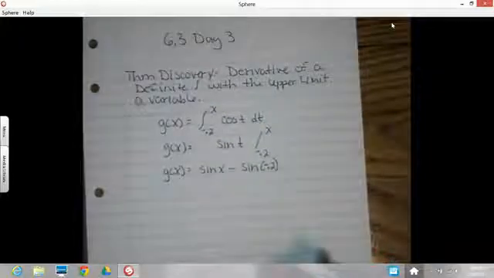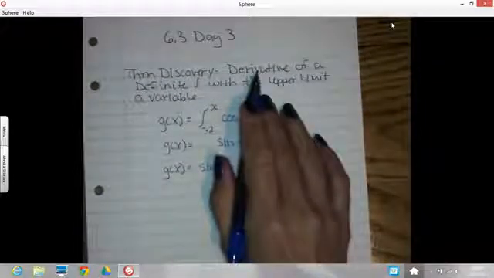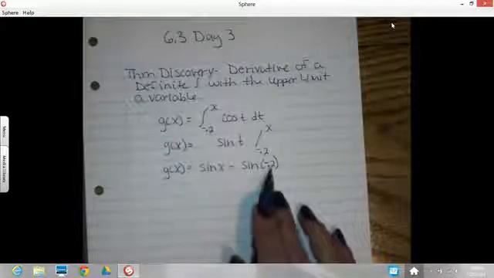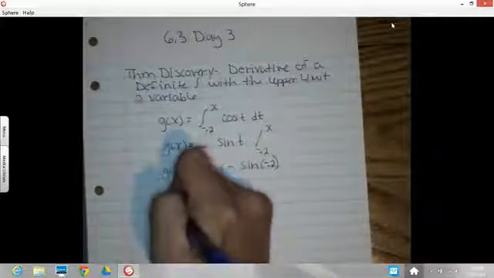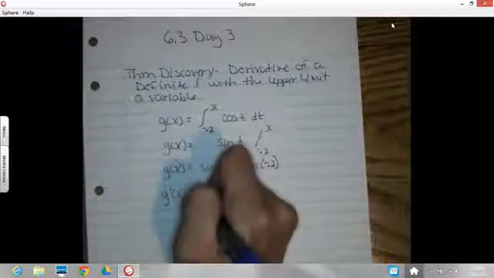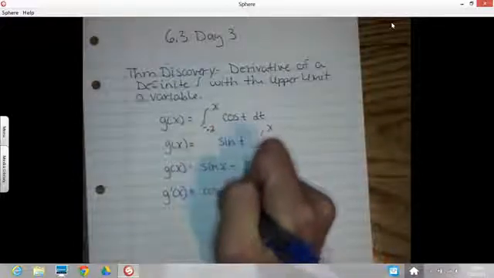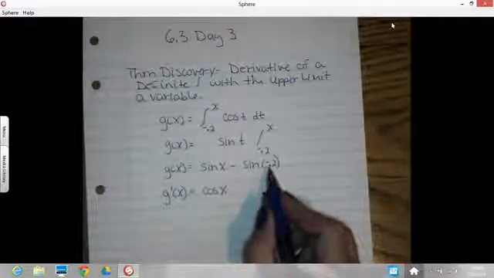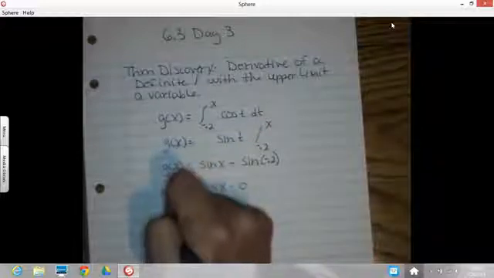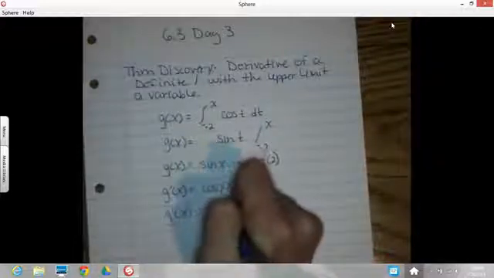Okay, so I found g. Now I want the derivative of this definite integral function. So now I want to do g prime. So derivative of sine of x is cosine x. This is a constant. I didn't actually work it out on my calculator, but the sine of negative 0.2 is just a number. Sine of negative 0.2 is about negative 0.1986, but the derivative of any constant goes to 0. So my g prime function is cosine x.